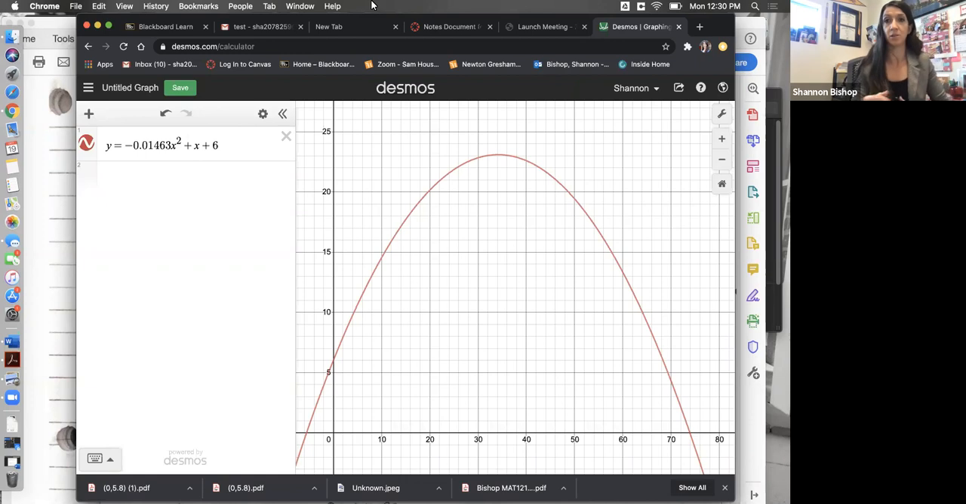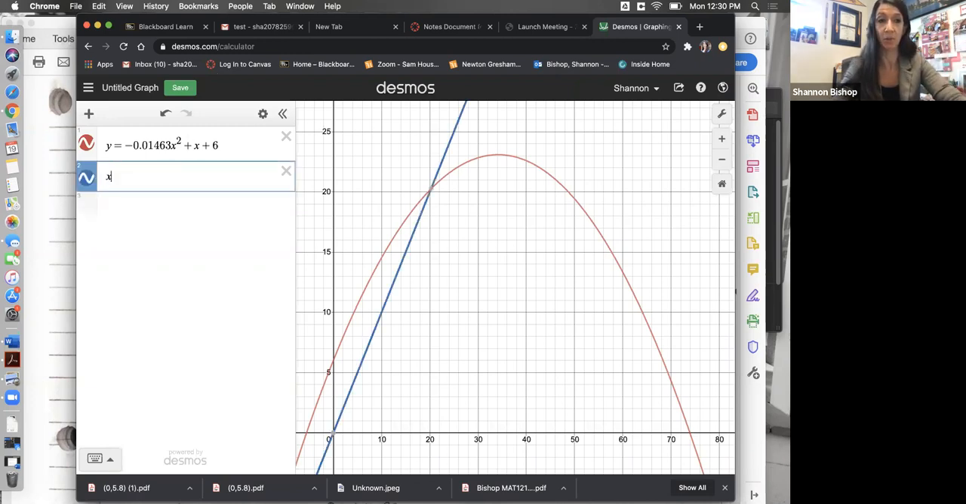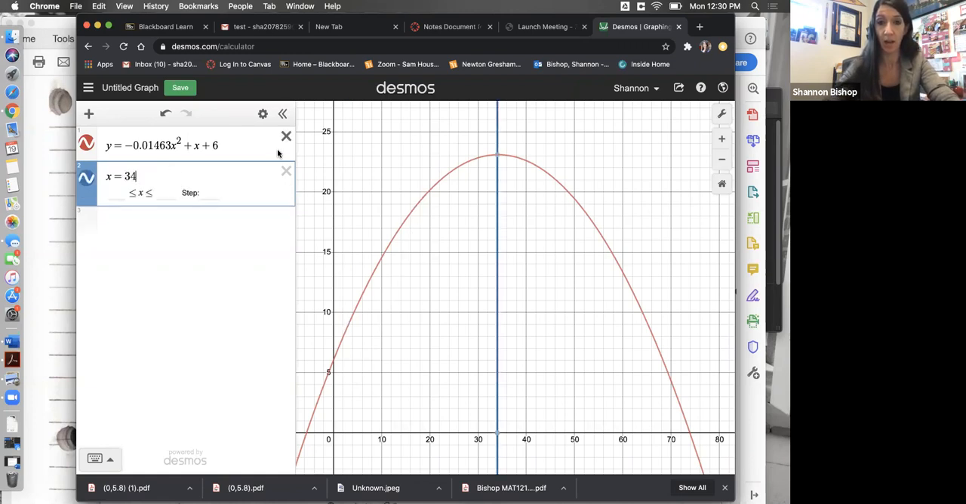Hi everyone. So this video is going to be talking about the increasing and decreasing intervals for both the shot put problem as well as a generic quadratic. And the whole concept of the increasing and decreasing intervals comes down to the fact that parabolas are indeed symmetric. And that vertex, actually, let me figure out what that exact value is first.